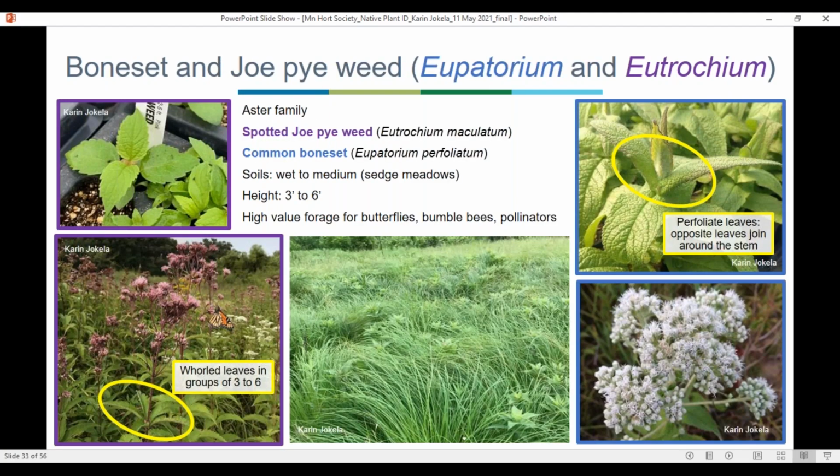Boneset and Joe Pye weed, these are two that I put on the same slide because they used to be part of the same genus, Eupatorium, and now they're separated into Eupatorium and Eutrochium. They naturally occur in sedge meadows, like you would see in the middle there, surrounded by tussock sedge. Joe Pye has whorled leaves, so remember there's like 3 to 6 leaves joining at one spot on the stem. Boneset, Eupatorium perfoliatum, remember it's that same term that I say, it indicates that the leaf is wrapping around the stem. So that's a really easy way to identify that before it's flowering.